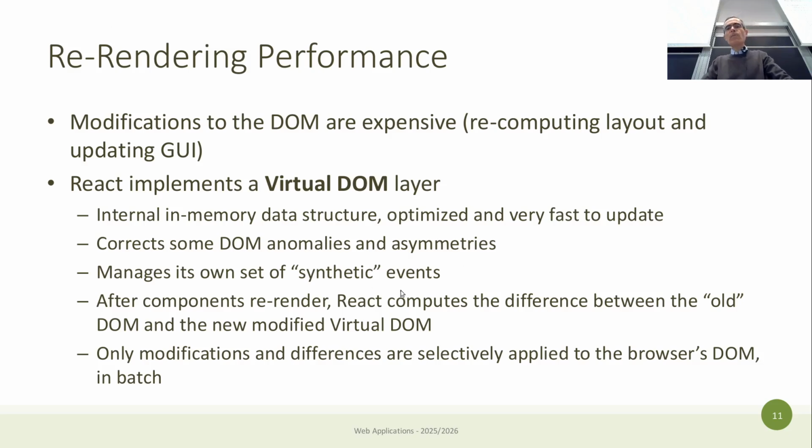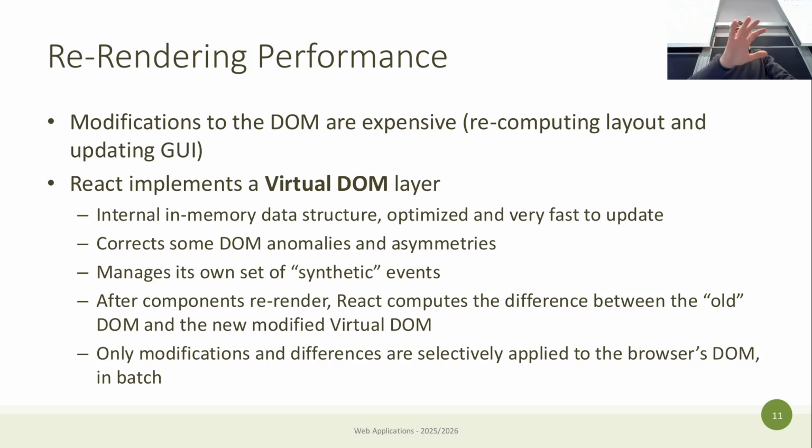Also for events, it manages its own events and so on. And the point is that modifications to the DOM tree, the one of the browser, are expensive, because every time you change something in the DOM, the browser has to recompute the layout and update the user interface. So basically, you apply the modification to this virtual DOM, React computes the difference between the old virtual DOM and the current virtual DOM, and it applies only the differences in the actual DOM of the browser, okay?